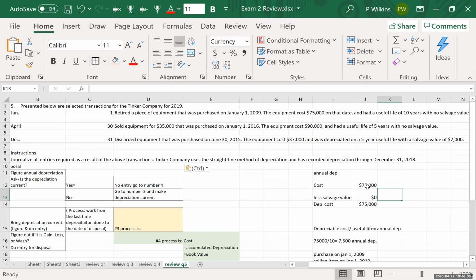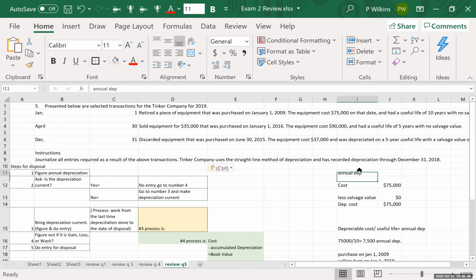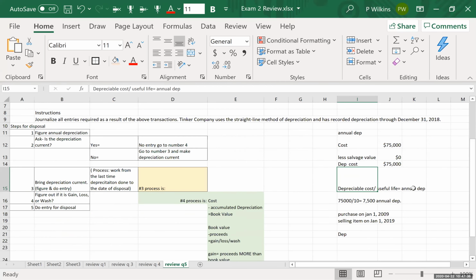So the first thing we do is we figure the annual depreciation. Remember that's step 1 over here? Figure the annual depreciation, step 1. So the annual depreciation is the cost, $75,000, less the salvage value, which was 0. That gives us a depreciable cost of $75,000, okay? We then take that and divide it by the useful life, and that gives us our annual depreciation. So $75,000 divided by 10 gives us $7,500 for the annual depreciation, okay?